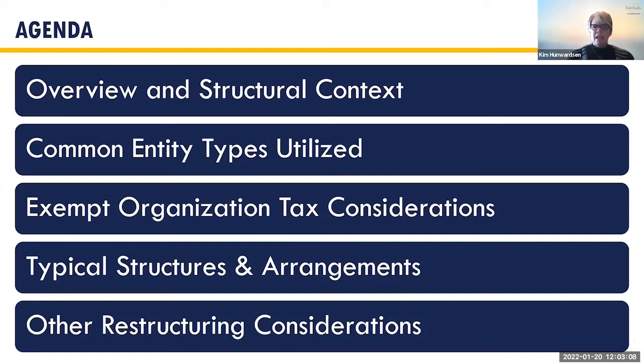So we're going to go through today kind of an overview of the why. Why would organizations maybe think about some of these different structural changes, common entity types, just to make sure we're all on the same page with respect to legal structures that we might be talking about, how those various structures impact the exempt organization, and then some examples of things that we see, how we typically might see different entity structures coming about. And then we'll conclude with just some general considerations.